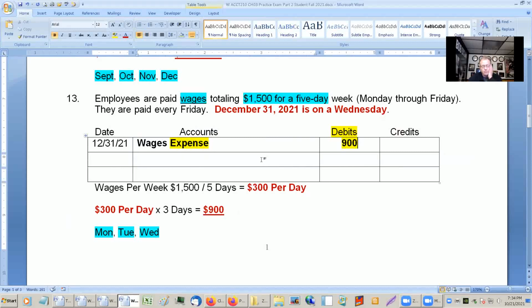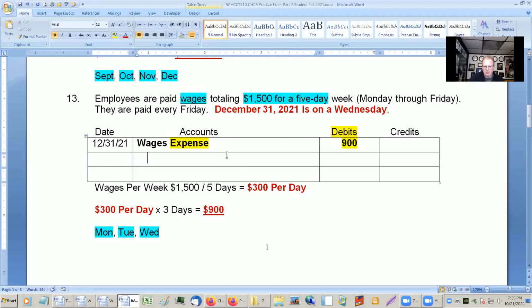Let me go on the other side. This is a little bit tricky, because it's employees, it's people inside the company. But now, does the company owe them more or less now?